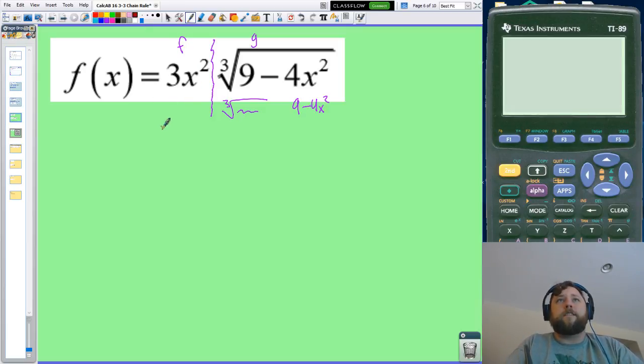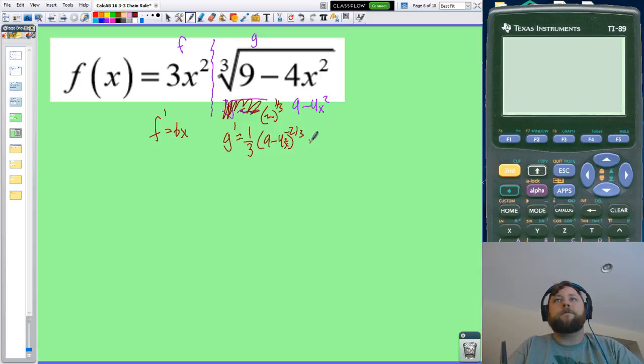My f prime is going to be 6x. And that means my g prime is going to be this chain rule. So the derivative of the cube root, which is the same as that thing to the 1/3 power. The derivative of something to the 1/3 power is 1/3 times that something, (9 minus 4x squared), to the negative 2/3 power. And then times the derivative of the inside, which is going to be negative 8x.